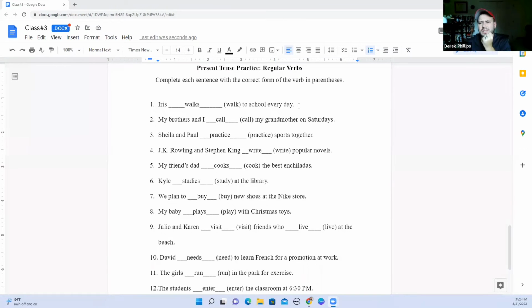Why walks? Well, the subject here is Iris, one single person. I am talking about Iris in this example, so I add S. Think Iris or she. She walks to school every day. We can also use the pronoun she here.